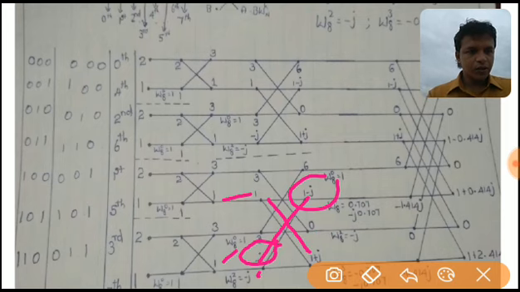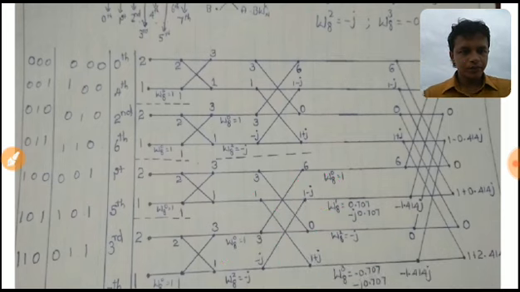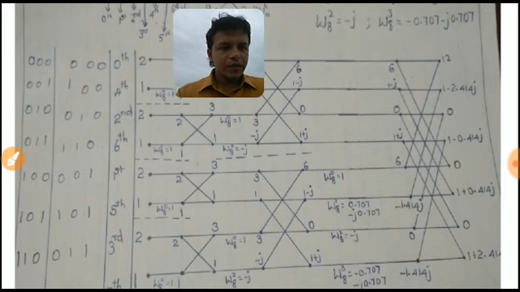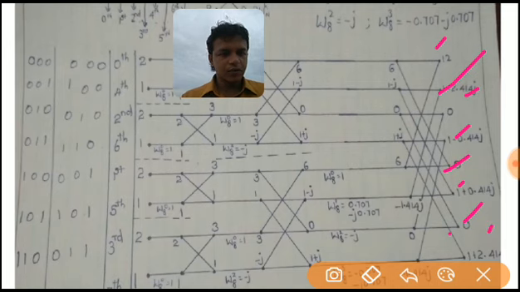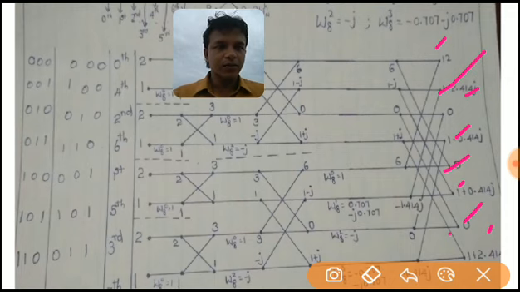Now we shall proceed to the third stage. In the third stage, again there are 4 butterflies. We are drawing the butterfly diagram between the lines: first line and fifth line, one butterfly. Second butterfly is between second line and sixth line. Third butterfly is between third line and seventh line. Fourth butterfly is between fourth line and eighth line. So this is how we have to draw the butterfly diagram for the last stage. So this is stage 3.